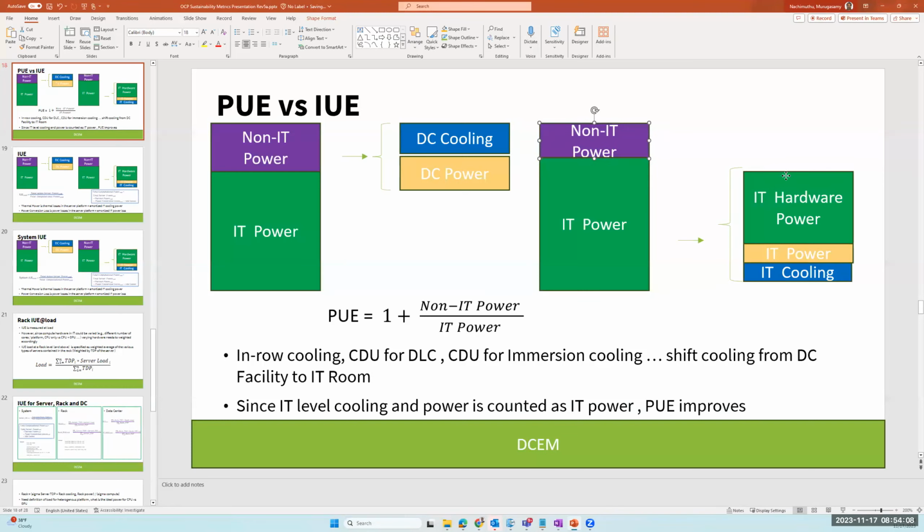Right. That's the issue with PUE, is that, look, I've moved IT power. I've moved the DC power, the cooling, and the conversion losses into the IT segment. So even though I haven't actually changed actual efficiency, my PUE looks better. Exactly. Right. Okay. Visually showing the problem.